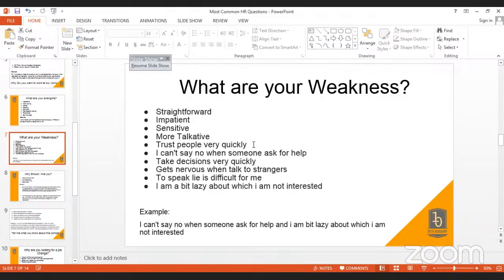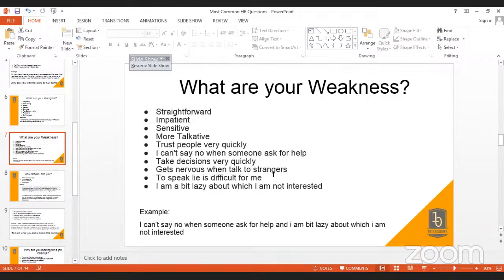This is also both a strength and a weakness, because in the corporate or job world, you cannot trust people very easily. So you can mention that as one of your weaknesses as well. The next is, I cannot say no when someone asks for help. That is again a strength as well as a weakness. Sometimes saying no is good, right? We all know this. So you can mention this as well. Then the next is taking decisions very quickly. This one you can also mention as one of your weaknesses.